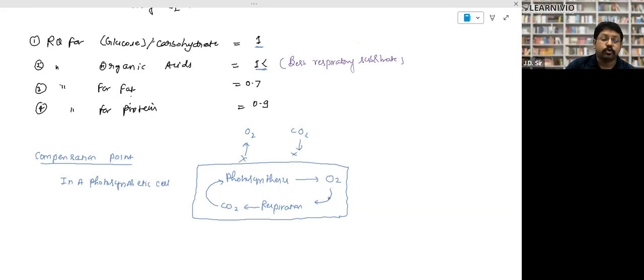That oxygen is utilized by respiration, and the carbon dioxide which is released during respiration is utilized by photosynthesis. Means when there is no evolution of oxygen and no absorption of carbon dioxide, this point is called the compensation point. In a photosynthetic cell, when there is no exchange of O2 and CO2, because the amount of oxygen is equal to the amount of carbon dioxide produced, that is called the compensation point. Tell me guys, is it clear?